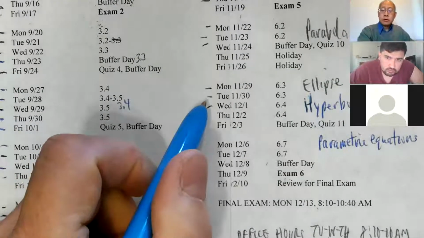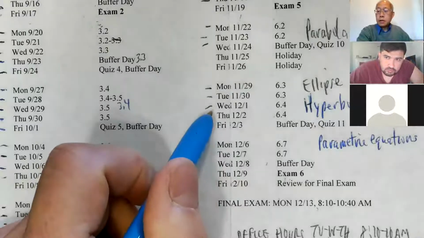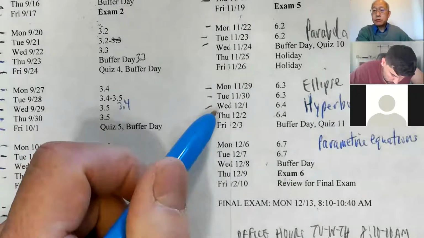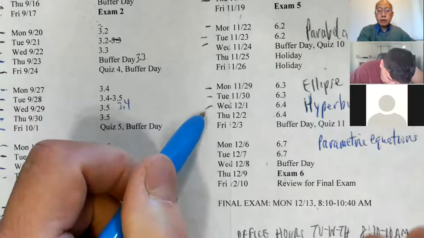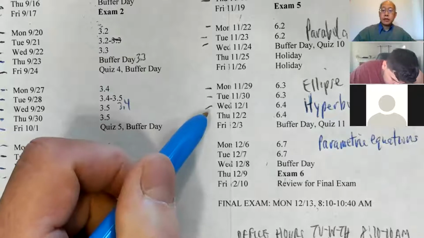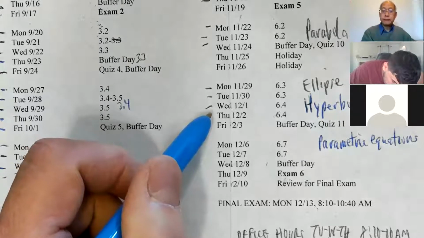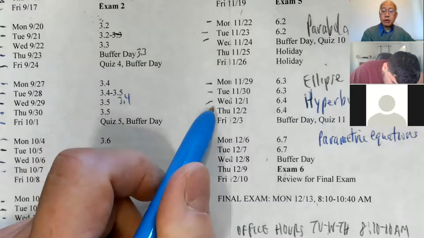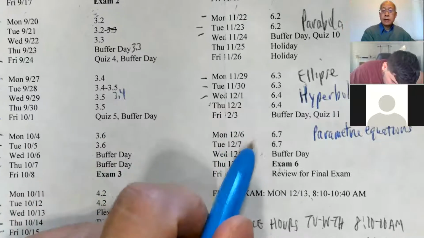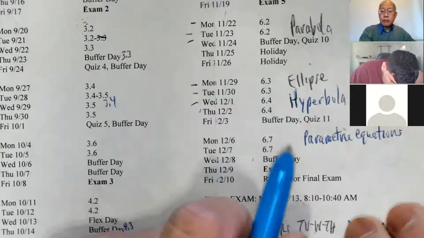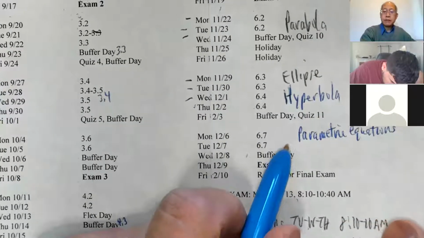Okay, so we're just about done, folks. Welcome to December the 1st. Before you know it, we're all done and we'll be enjoying the holidays and all that kind of good stuff. So we have left the hyperbola and a quiz on Friday. Parametric equations are the last topic.